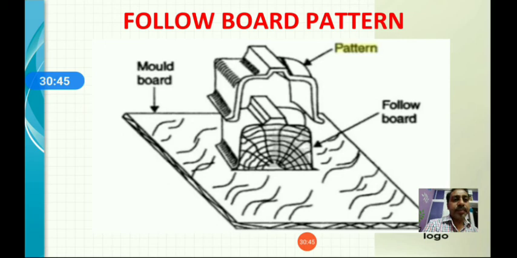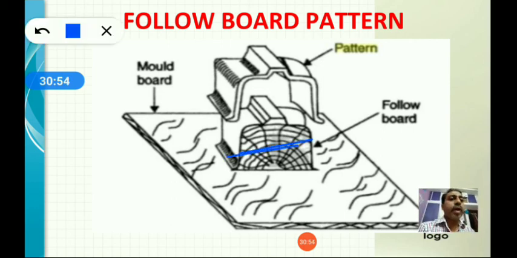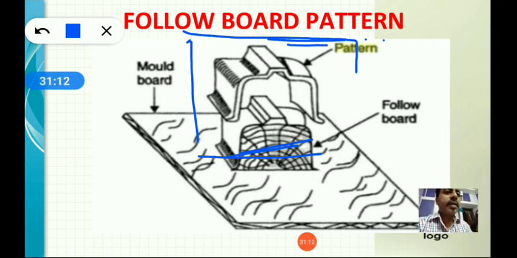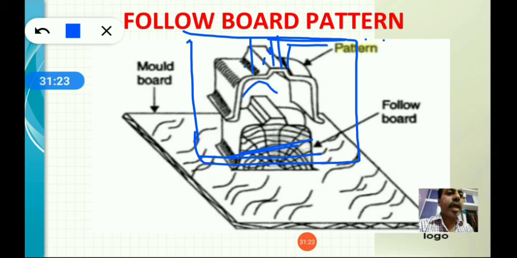Now the last pattern is follow board pattern. In follow board pattern, the pattern follows another board like this. This is a board, so your pattern will follow this board. Why does it have to follow the board? Because the pattern is very thin, and if the thin pattern is placed into the flask, and then we apply sand and ramming pressure over it, due to this ramming pressure these small portions can be damaged.